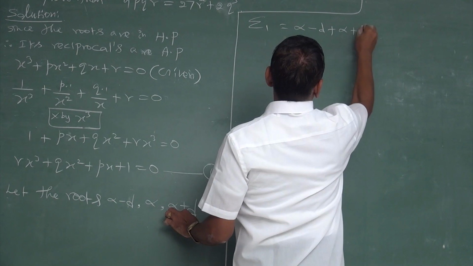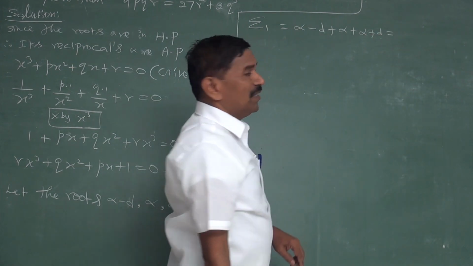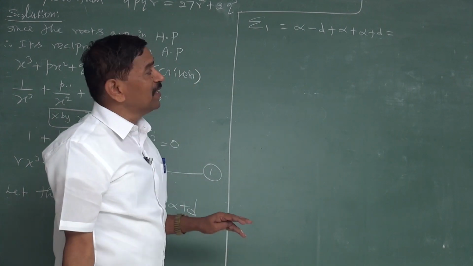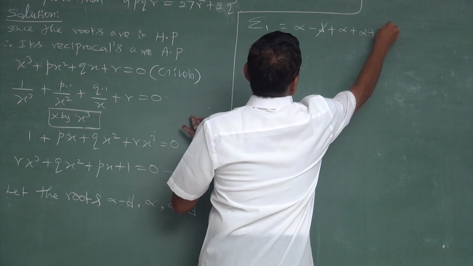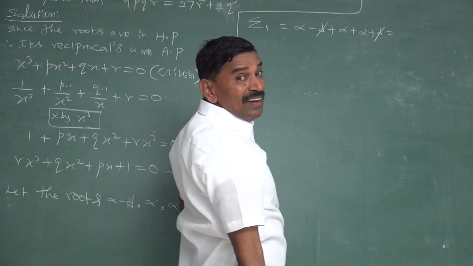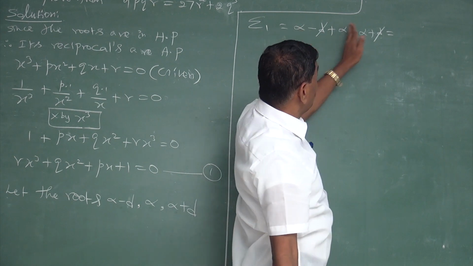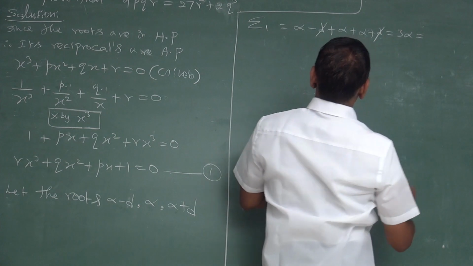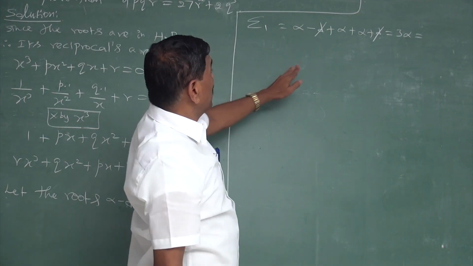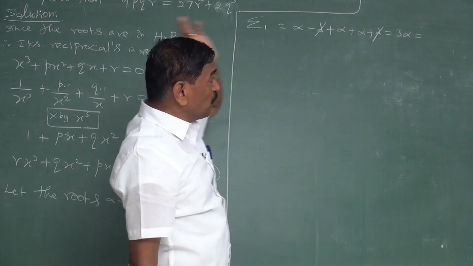Which is equal to, any idea to simplify? Yes, your answer is correct. That is, minus d and plus d cancel. Next, 3 alpha is correct because alpha plus alpha plus alpha is equal to 3 alpha. Here sigma 1 means the sum of the roots taken one at a time. On simplification, 3 alpha.